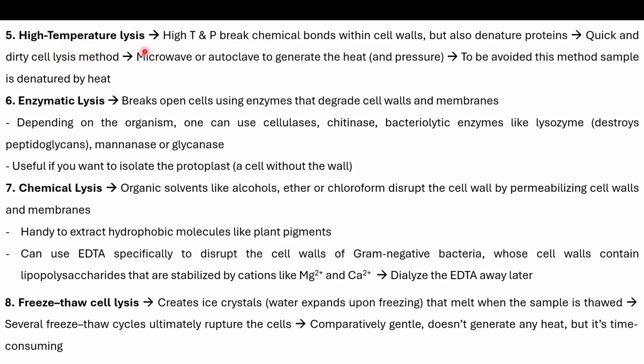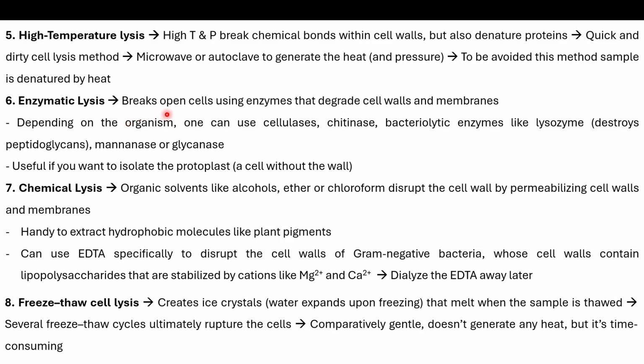Now there's high temperature lysis as well. High temperature and pressure can break chemical bonds within the cell walls and eventually can also denature proteins. So this is actually a very quick but dirty cell lysis method. Microwave or autoclave can be used to generate the heat and pressure. Usually this is to be avoided because it can actually denature your sample. Suppose you want to purify proteins and you are exposing the cells to high temperature lysis, then there is a high chance that your proteins will be degraded or denatured.